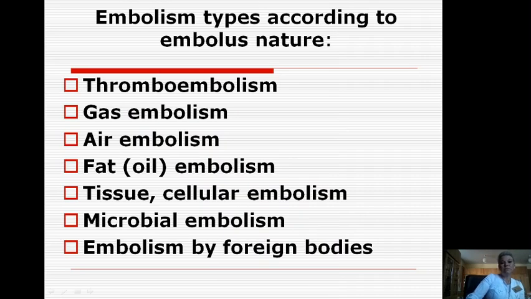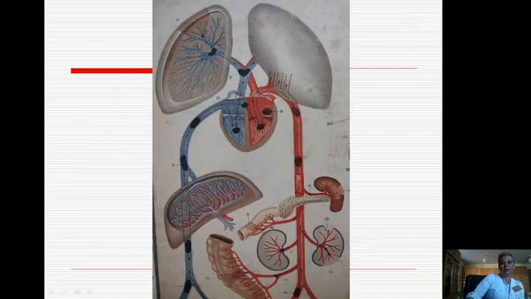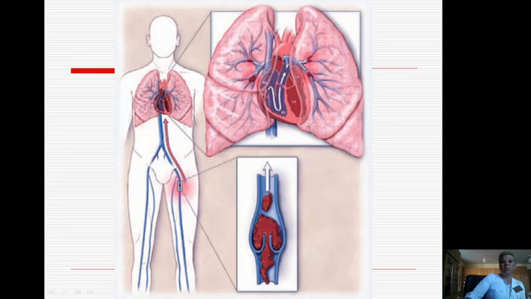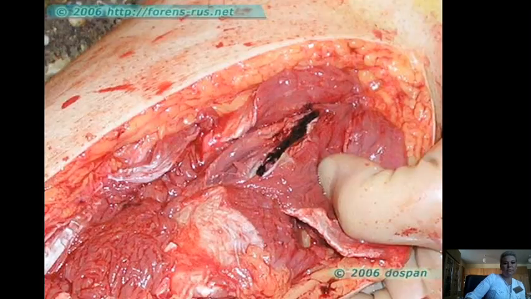There are 7 types of embolism according to the embolus nature: thromboembolism, gas embolism, air embolism, fat or oil embolism, tissue or cellular embolism, microbial embolism, and embolism by foreign bodies. What about thromboembolism? More often we see appearance of thrombi in the venous system, and as a result of this type of thromboembolism, we can see thromboembolism of the lung artery. What are the outcomes of thromboembolism of the lung artery?